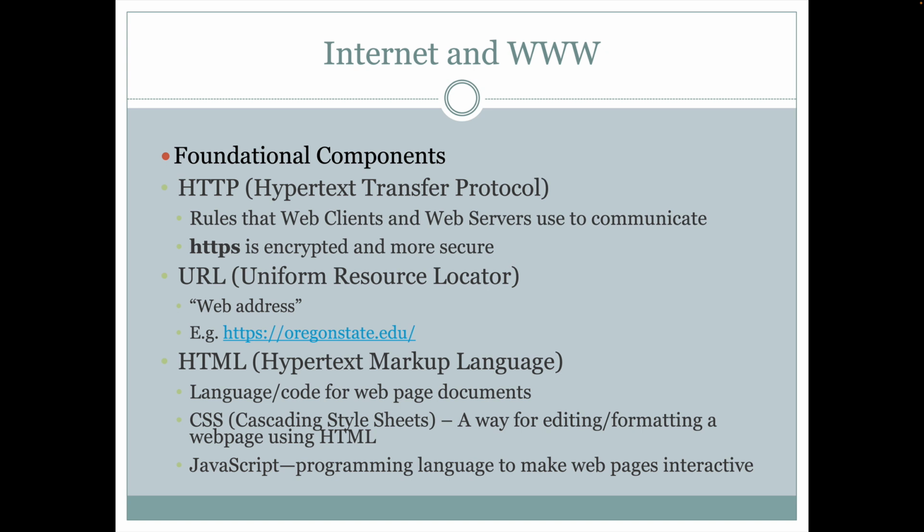Moving towards designing web pages with HTTP and other things, one important component is HTML, which is Hypertext Markup Language. This is a specific language which includes coding, oftentimes, for web page documents. One of the ways HTML is implemented is through cascading style sheets, and that makes editing and formatting web pages easier when using HTML. Another thing commonly used with HTML is JavaScript, which is a programming language that allows you to do interactive things with web pages.